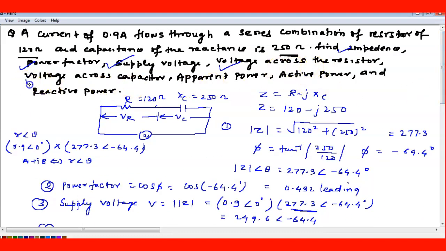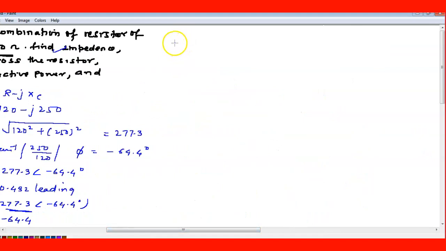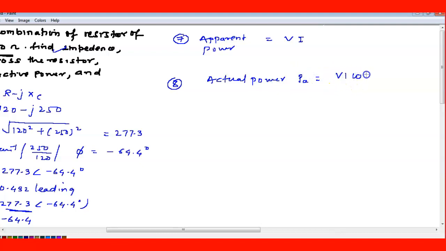Next, the voltage across the resistor is over, the voltage across the capacitor is over. Apparent power. So tell me the apparent power formula. Apparent power is equal to VI only. VI cos theta is called the actual power. The apparent power is just V into I, and the actual power, also represented as P, is VI cos theta, and another one is called reactive power.